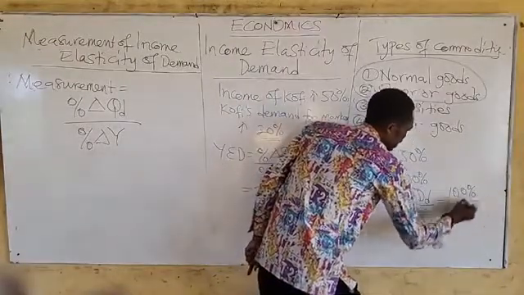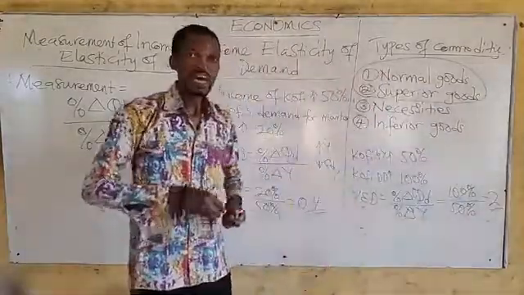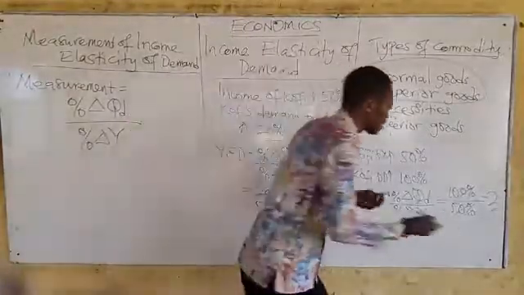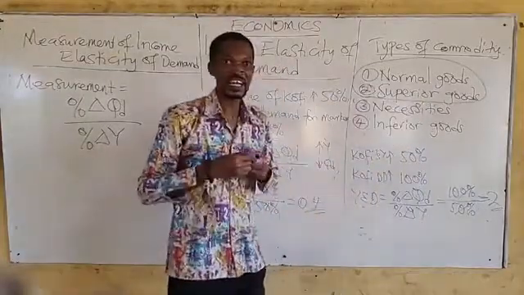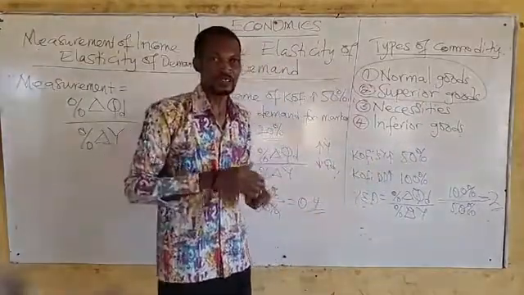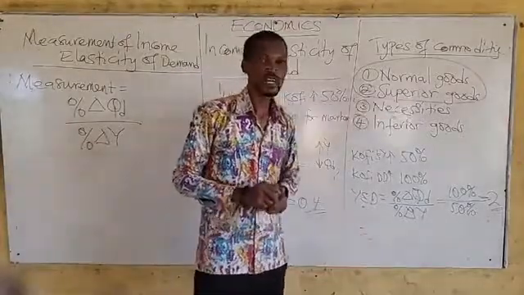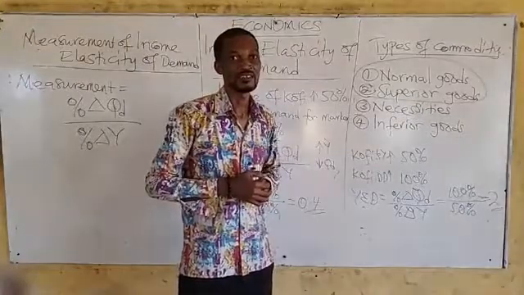Now cancel out. When you cancel this out, your answer will be 2. And 2 is more than 1. And once the coefficient, the answer, which is equal to 2, is greater than 1, your interpretation on the type of commodity you are referring to should be that it is a superior commodity. That should be the answer.